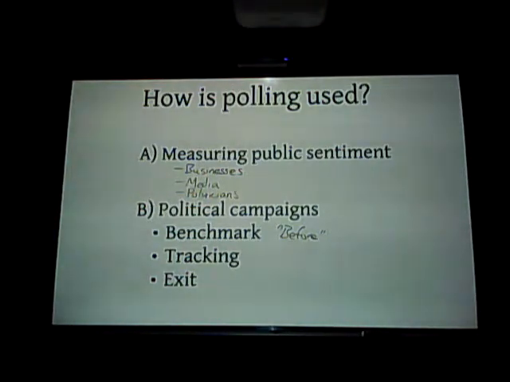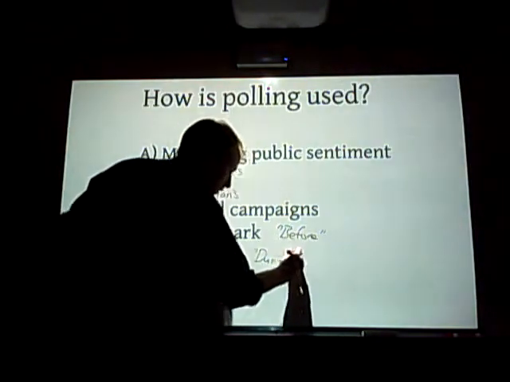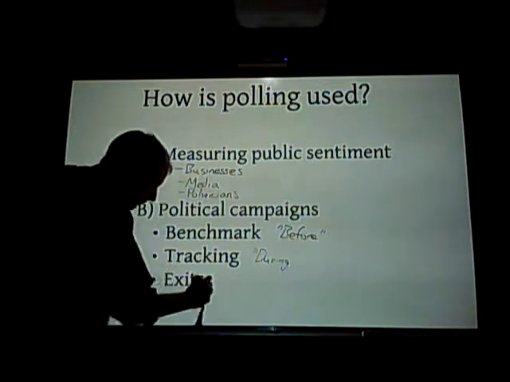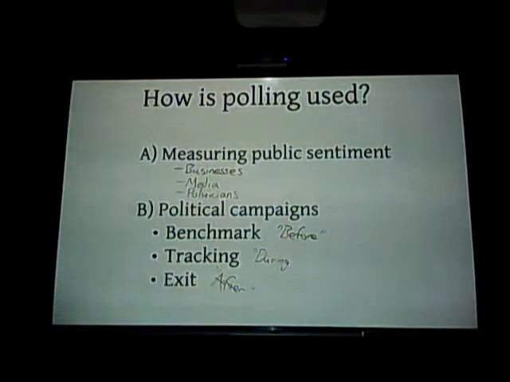A tracking poll is done during the campaign, typically every day or every other day, to measure how people's opinions are changing. And then the exit poll is the after-the-campaign poll, which is basically just to see how different groups voted, right? How did people vote?